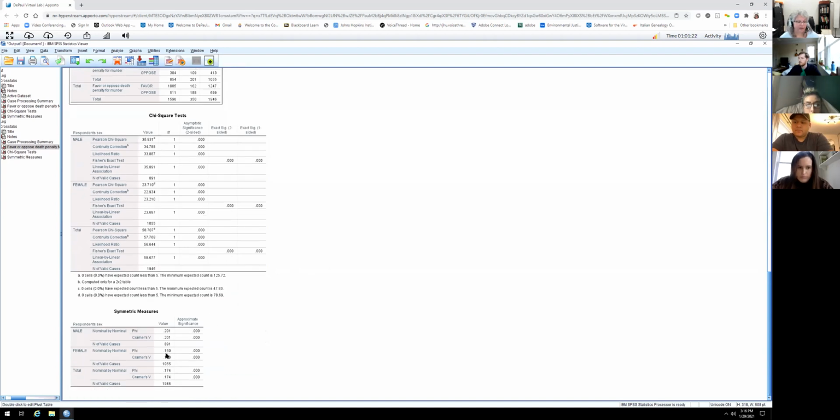Okay, now here is the phi that we have to interpret. Now, we're going to get two phis because there's one for the females and one for the males, because remember, we separated them out and we ran the X and Y's on each of them. So is there a statistical significance for males? Yes. Is there for females? Yes, there is.